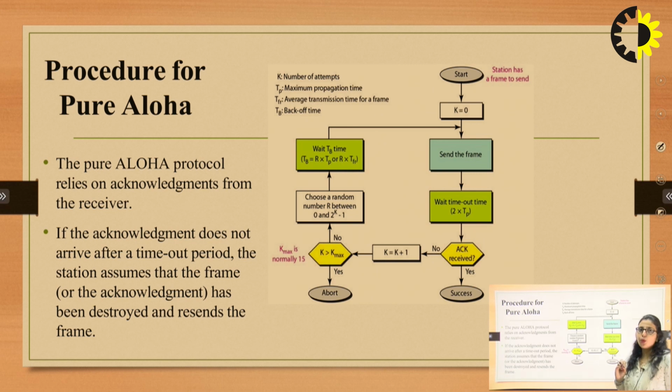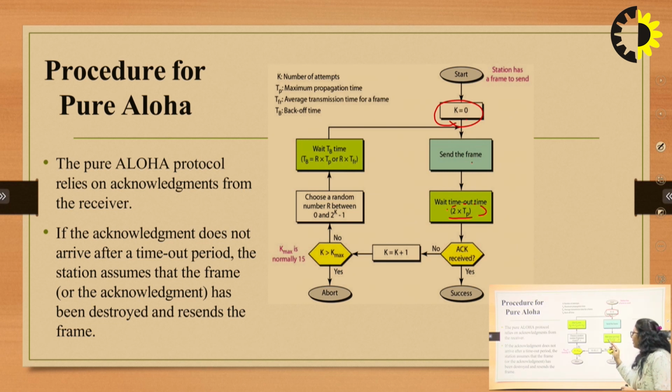The procedure is like this: if a station wants to send data, it will start with the value of k as 0. K represents the number of attempts, so on the first attempt the value of k is 0. On the next attempt, the value of k will be incremented. So if any station has data, it will start sending it by incrementing its attempt. Earlier it was k equals 0, and it will send the frame.